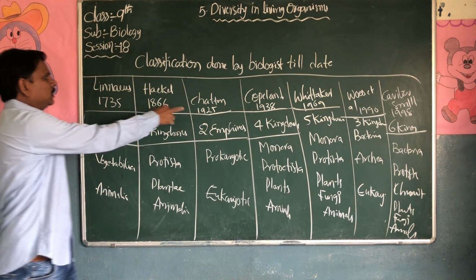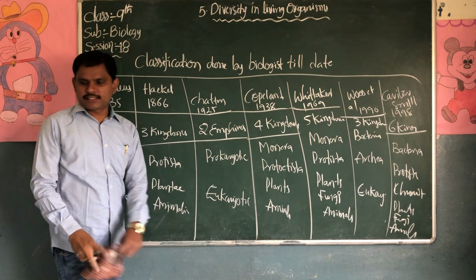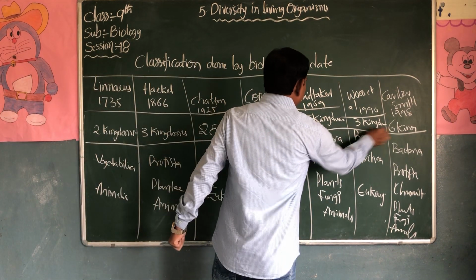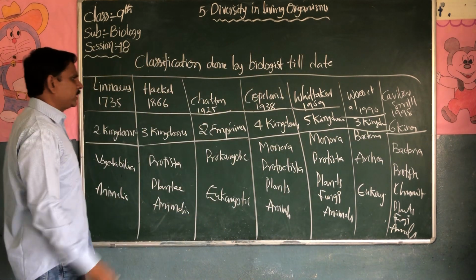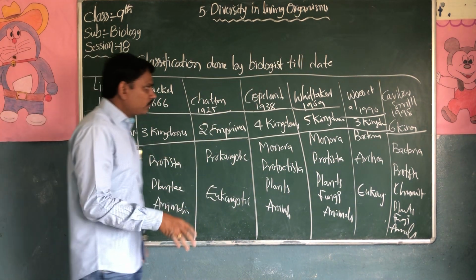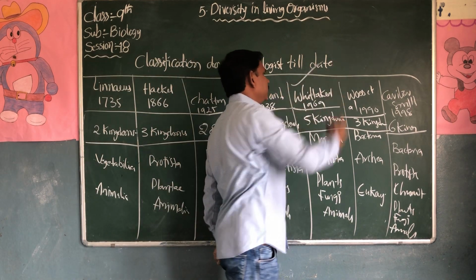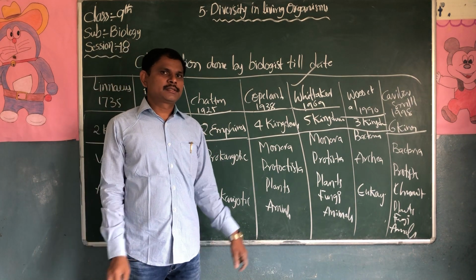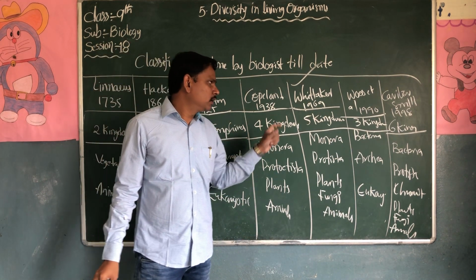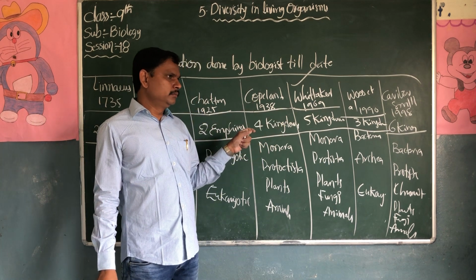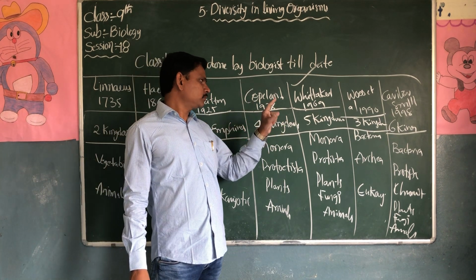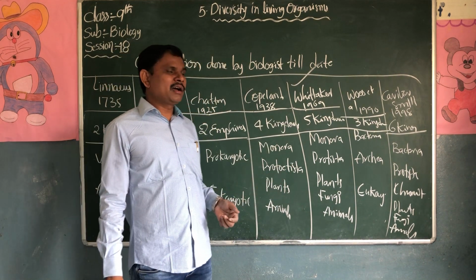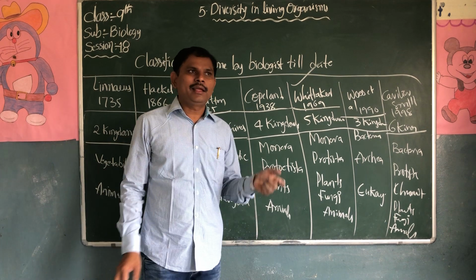So these are 1, 2, 3, 4, 5, 6, 7 scientists. The 7 scientists said their opinions, and they classified till date now. So now we are following the most important Whittaker classification. The present scientists are following Whittaker, who divided in 1969 five kingdoms: Monera, Protista, plants, fungi and animalia.